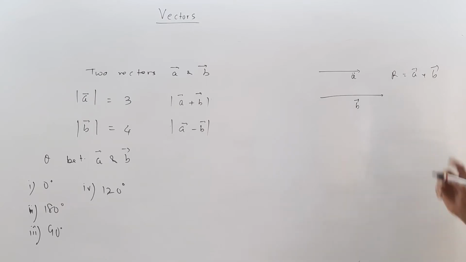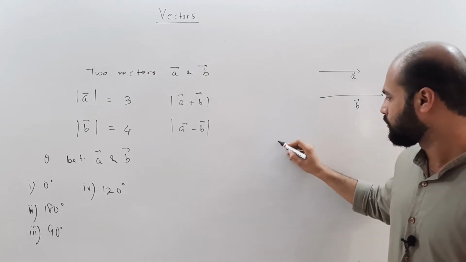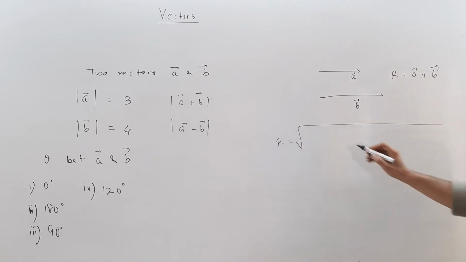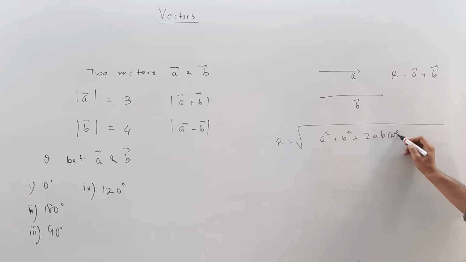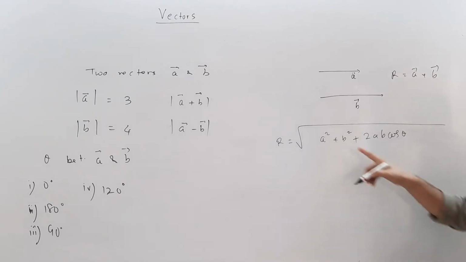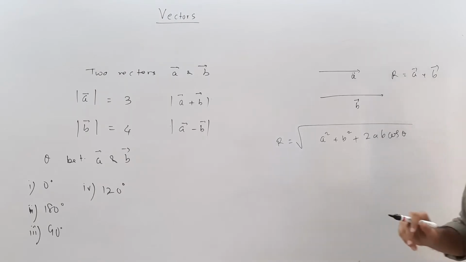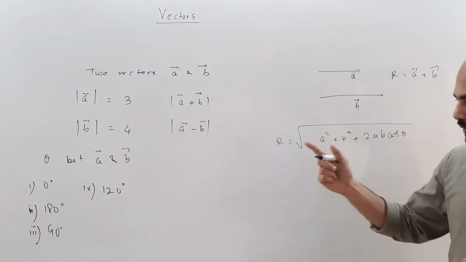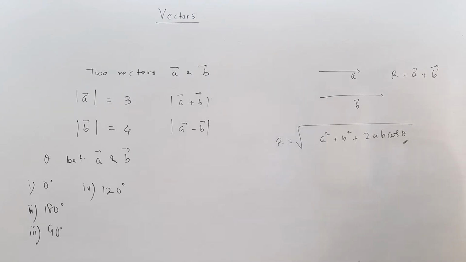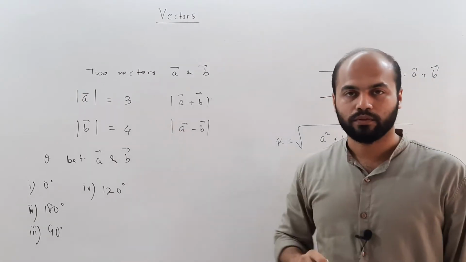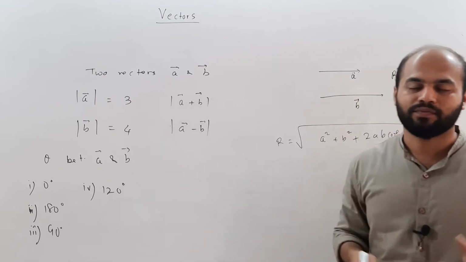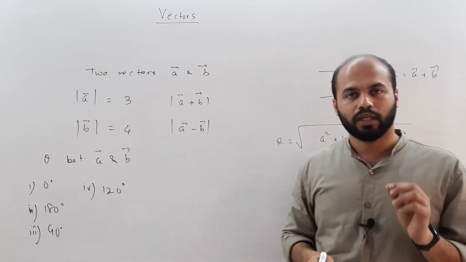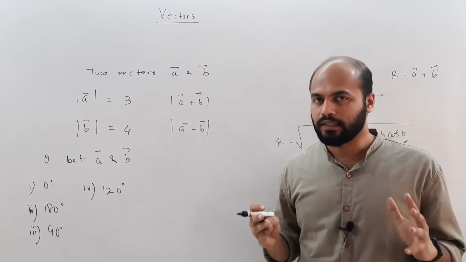But vectorially, how is it? Let's see. R, the formula is the square root of A square plus B square plus 2AB cos theta. This is the formula that we have learned. Now all that I will do is, every time I put in the values of angles, only this value of theta will change. A and B will remain the same because A is 3 and B is 4. That is the question that we ask when we ask the magnitude. So the magnitude of a particular vector means how big the vector is.